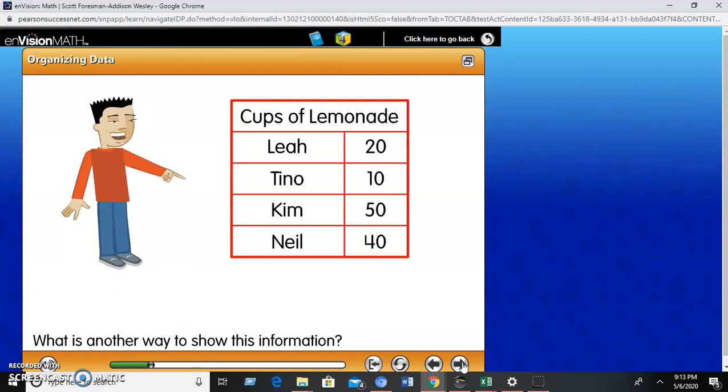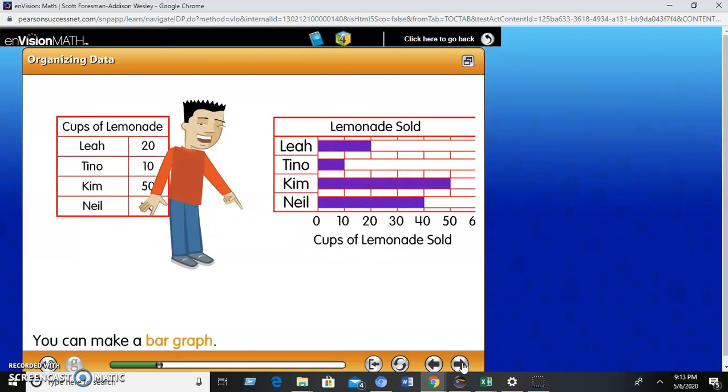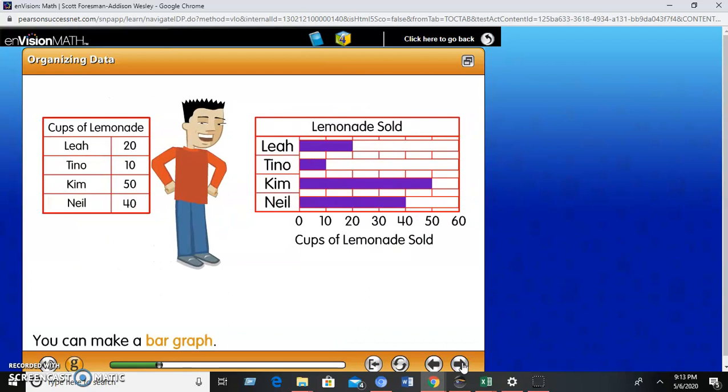What is another way to show this information? How else could we show this information? What's another way we can organize it? You can make a bar graph.